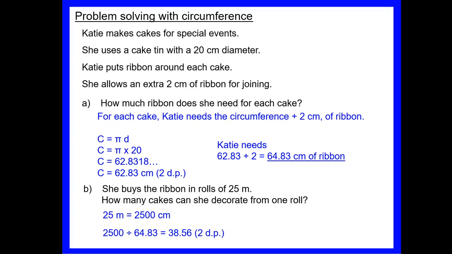Now we can't decorate 38.56 cakes. That would be 38 whole cakes and just over halfway round another cake. So we want to obviously know how many whole cakes she can decorate, because no one's going to decorate half a cake. So we would need to round down this time. So she has enough for 38 full cakes, and she will have this 0.56 left over that she won't be using.